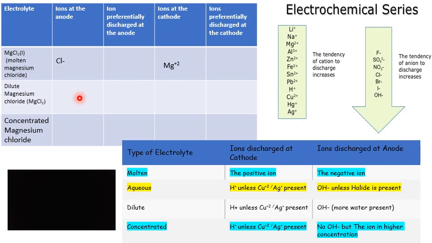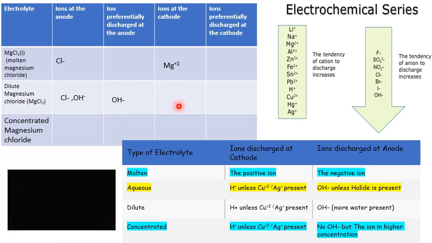Okay, so at the anode, because it's dilute, you have more of the hydroxide. So OH negative is going to be discharged. So you're going to have competition. Remember what I said? You have chlorine from the magnesium chloride, and then you also have hydroxide coming from the water. But the one that we said is going to be preferred is the hydroxide.